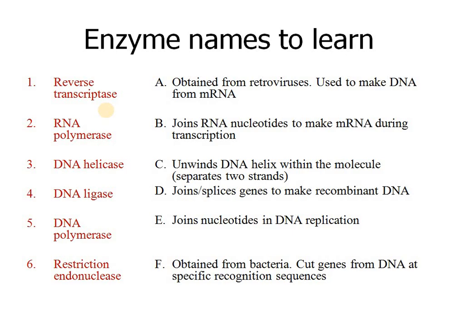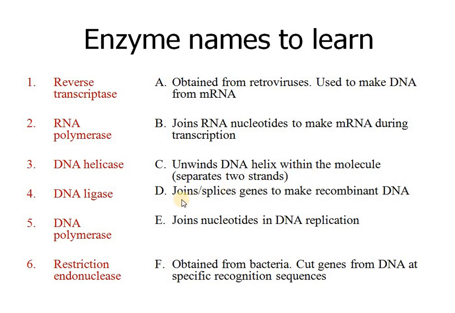Then RNA polymerase. Obviously all of you know RNA polymerase. What is the function of RNA polymerase? It will join RNA nucleotides to make mRNA during transcription. So when there is a transcription process, RNA polymerase comes into the picture. It will make mRNA from DNA. Then the next one is DNA helicase. DNA helicase will unwind the DNA helix within the molecule. It means it will separate the two strands of DNA.